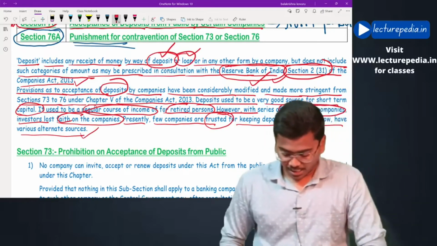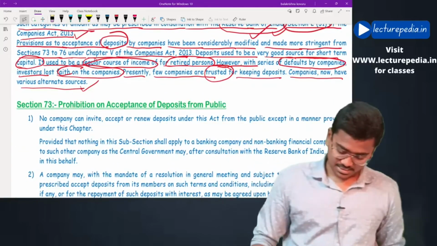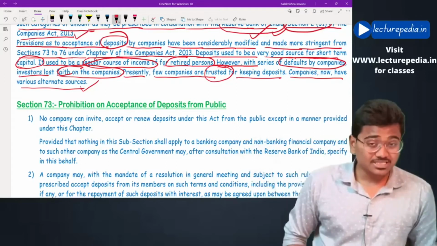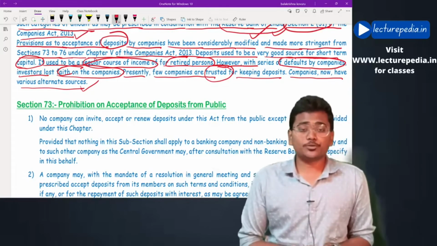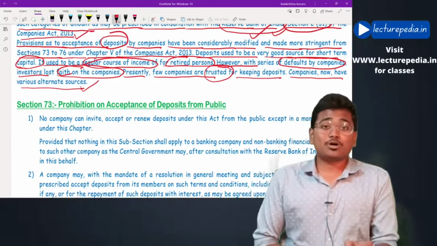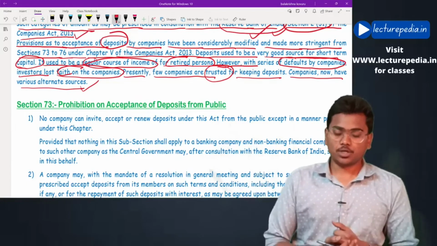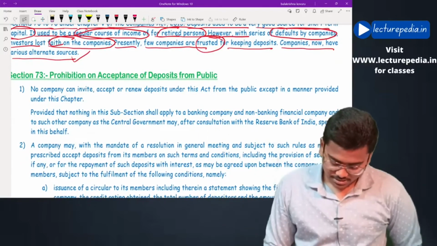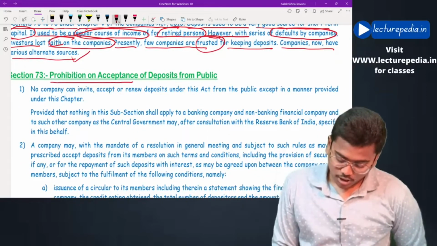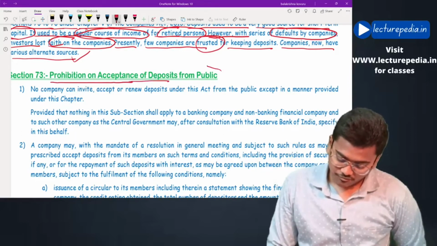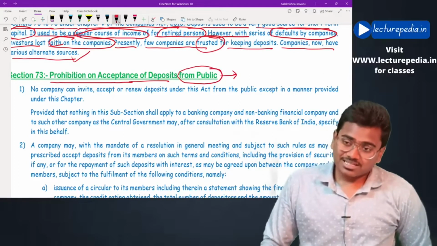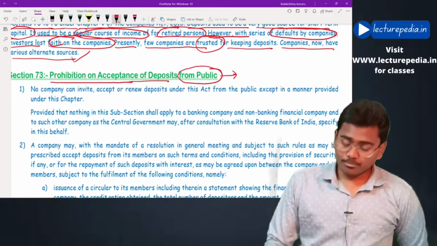Now moving to our first section, section number 73. Section number 73, what I have told you, is for raising deposits from members. Let us see what section number 73 says. The name of section number 73 is prohibition on acceptance of deposits from public. That means it can be raised from members.